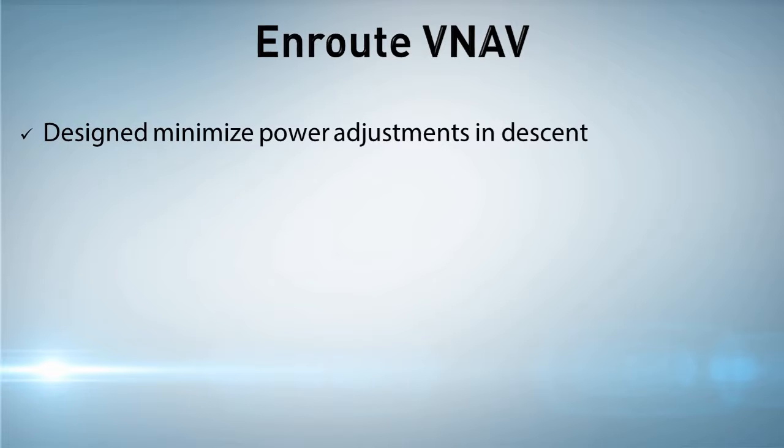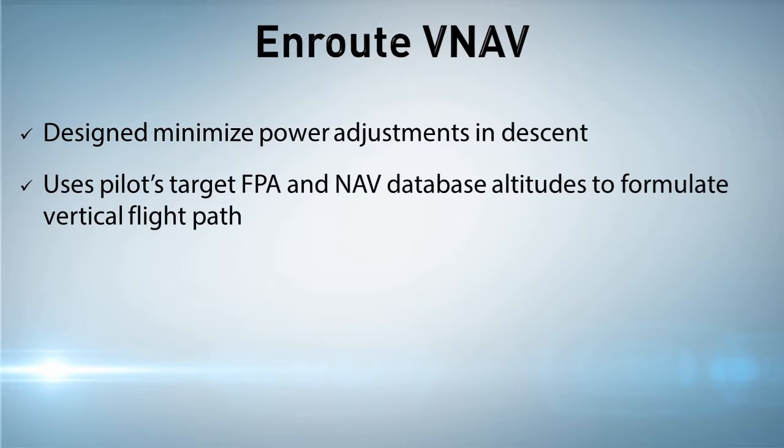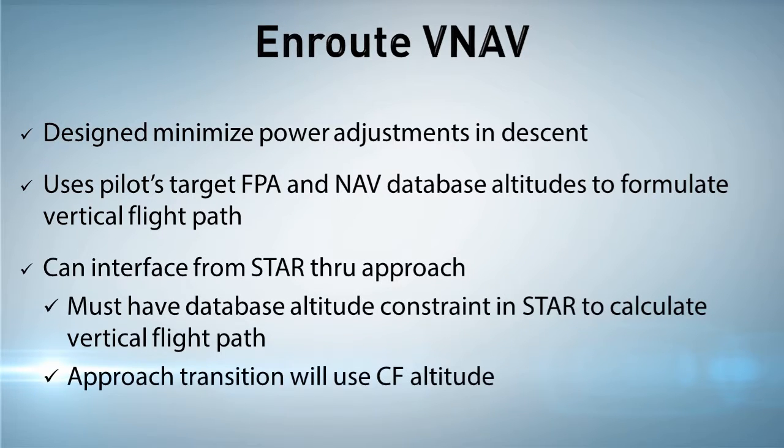Enroute VNAV is a function designed to establish a flight path angle that minimizes power adjustments during descent. You can enter Enroute VNAV with either top of descent or VTO. It uses the target flight path angle and adheres to all database altitude restrictions, whether from the navigation database or manually entered by the pilot. It can be interfaced from the top of descent to the STAR into the approach transition and join the approach directly.